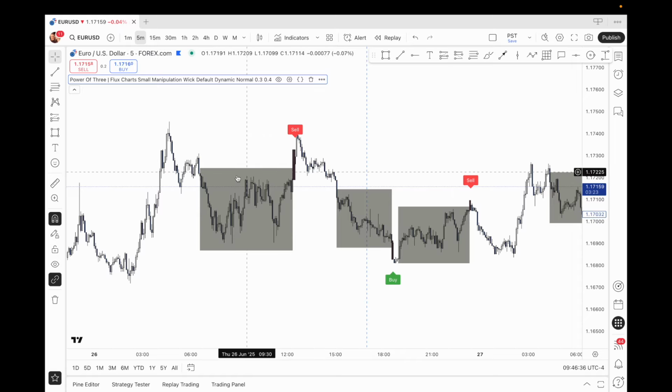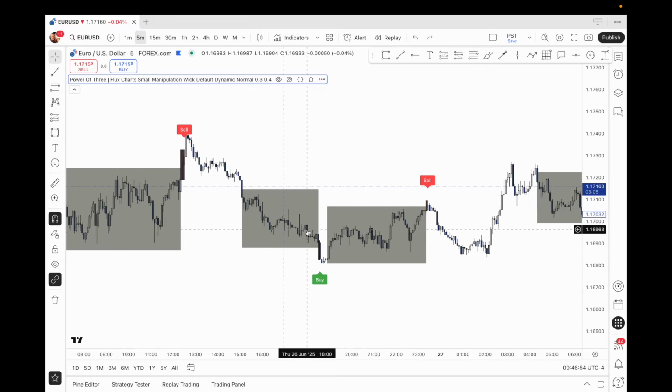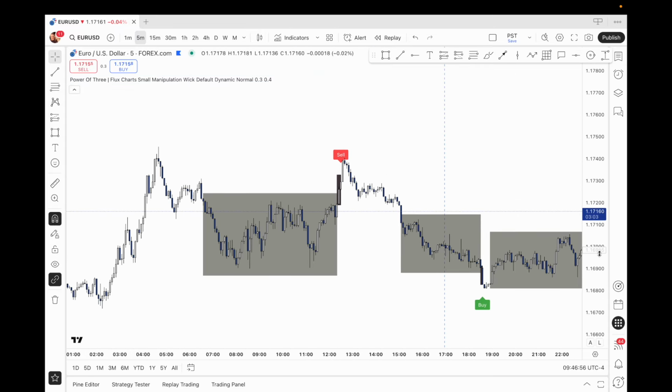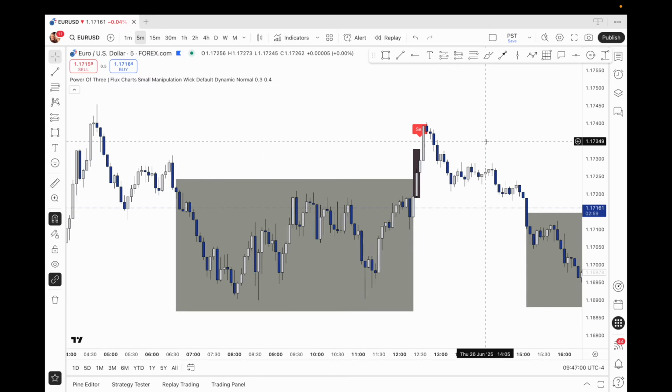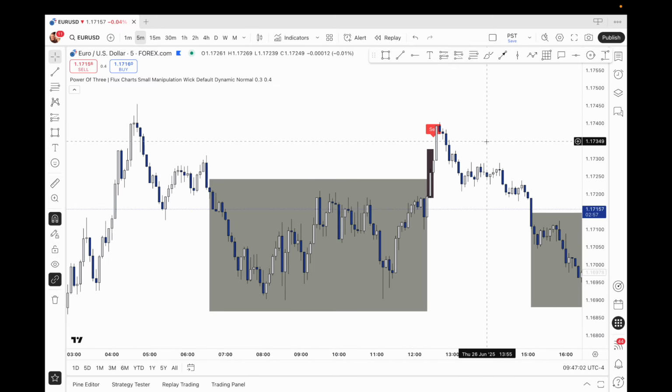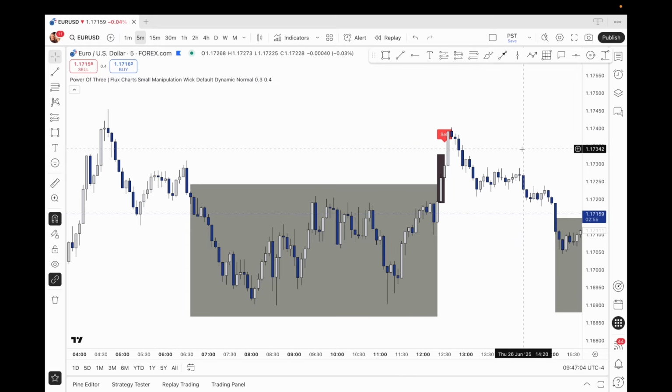You'll see these gray boxes are accumulation. Then those dark boxes are manipulation. And then we have our distribution: accumulation, manipulation, distribution. Accumulation, manipulation, distribution. So let's look at a few examples, and I'm going to show you how you can use this as an extra confluence for your own trading.